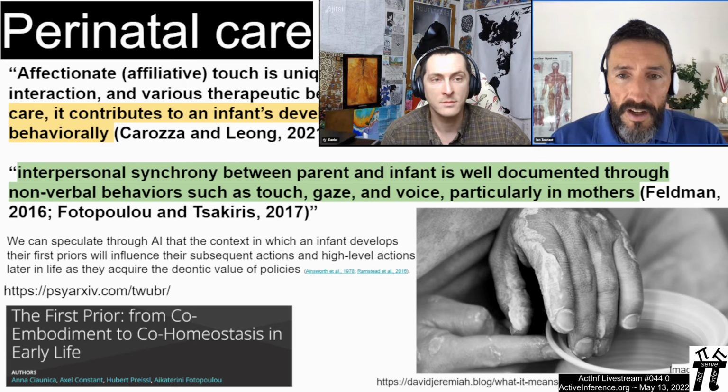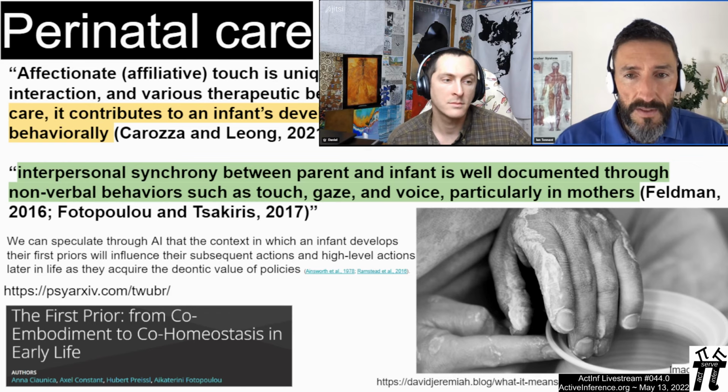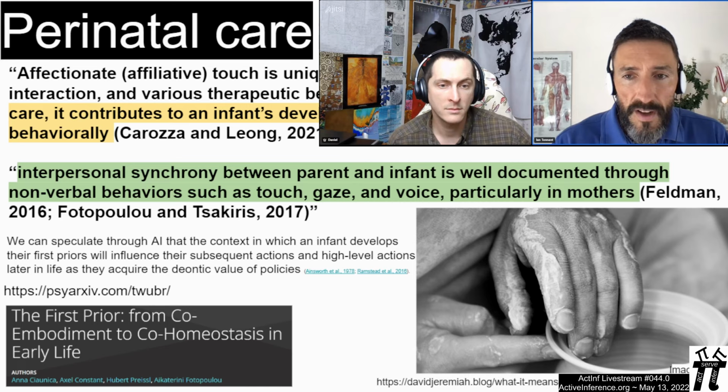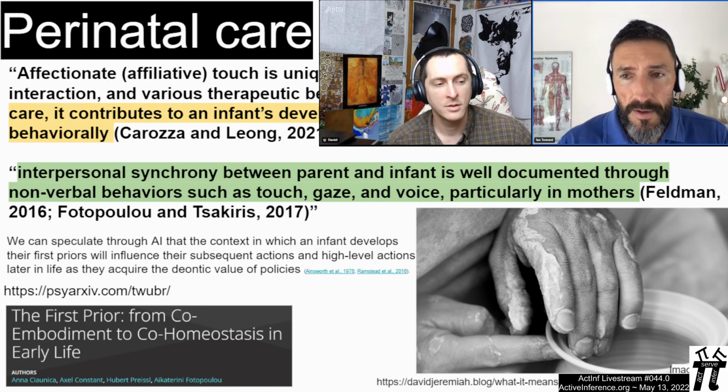Second quote, interpersonal synchrony between parent and infant is well documented through non-verbal behaviors such as touch, gaze, voice, particularly in mothers. So they're acknowledging it's not necessarily all about touch. We've got these other cues, facial expressions, tone of voice, that may facilitate or be involved in synchrony between the parent and infants in shaping their development.